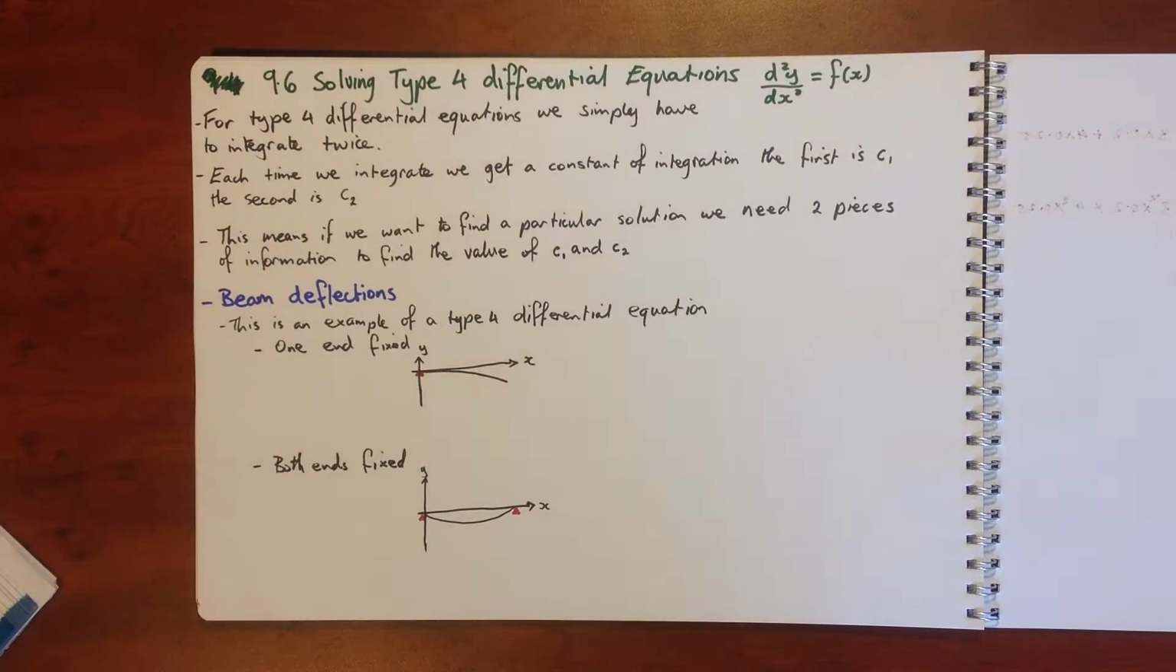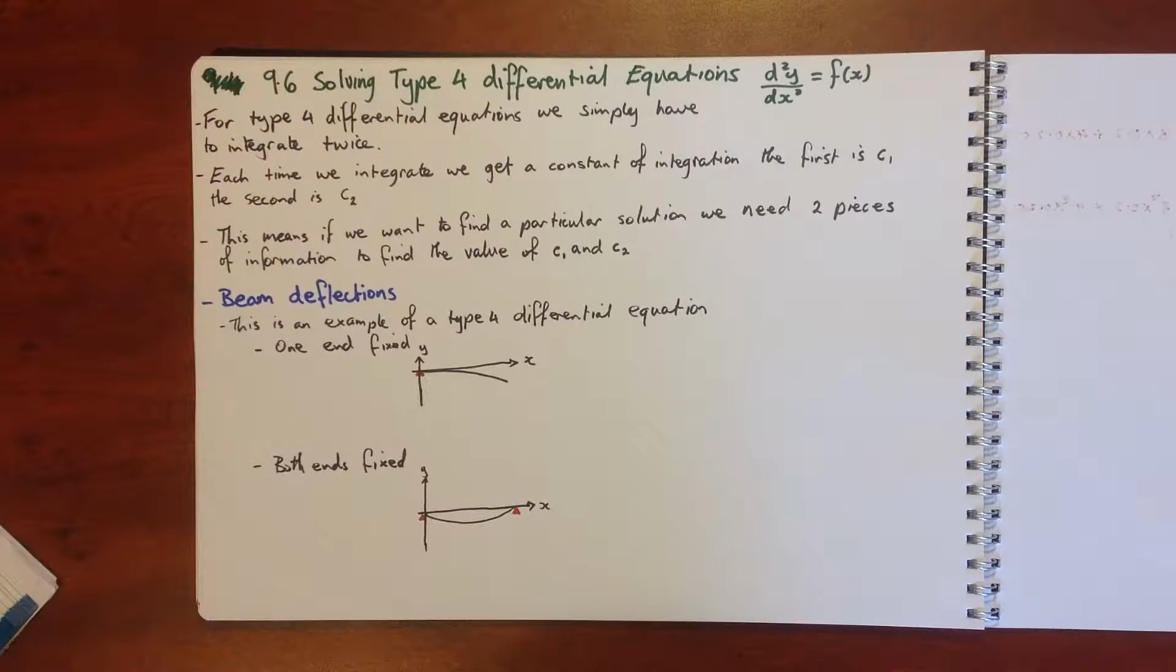Okay, in this tutorial we're looking at section 9.6, which is about solving type 4 differential equations, which are in the form d squared y on dx squared equals f of x. So for type 4 differential equations, we simply have to integrate it twice. Each time we integrate, we're going to get a constant of integration. So the first is c1 and the second is c2. It's just the notation we usually use.